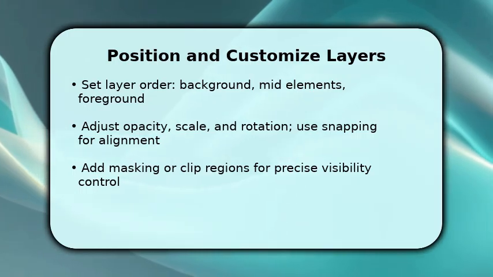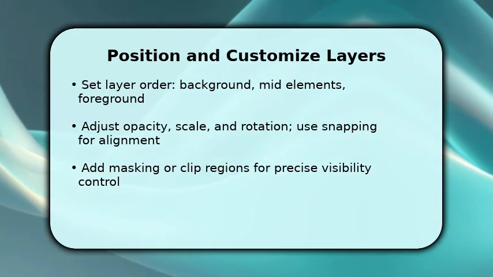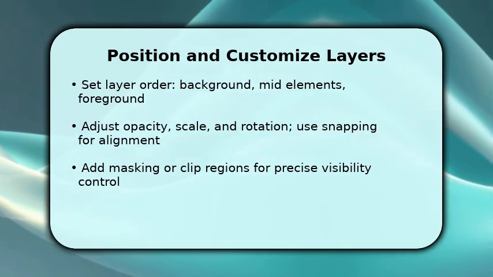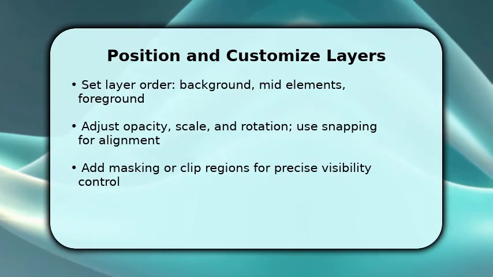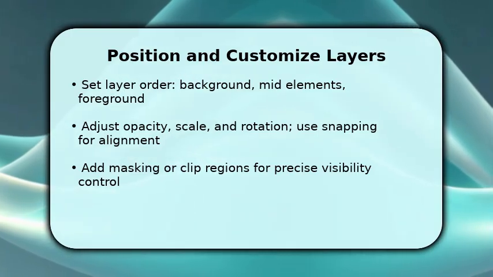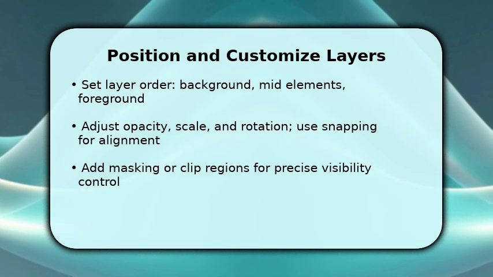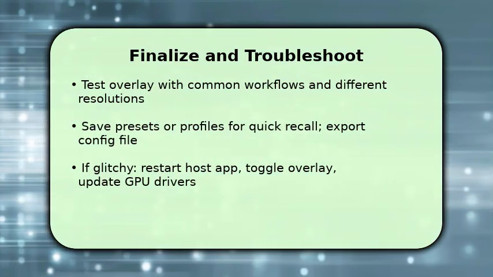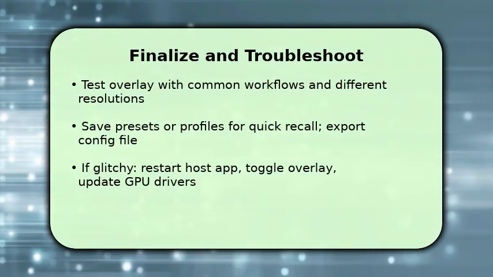If you need selective visibility, add a mask or clip region so only intended portions show. Finally, test responsiveness by resizing the window to ensure elements remain anchored. Then finish by testing the overlay during real use to confirm visibility and performance. Try different resolutions and scene changes.